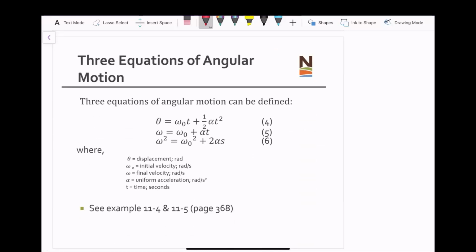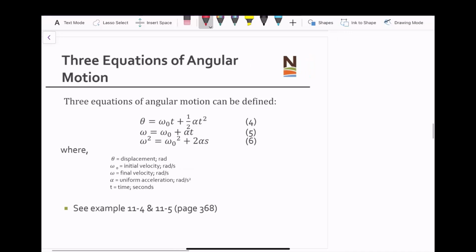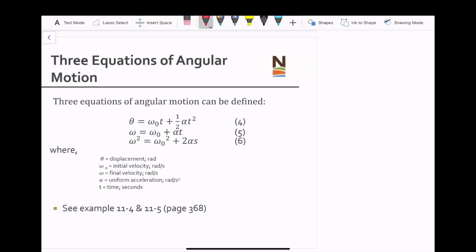This brings us to the three equations of angular motion. These align exactly with the three equations of linear motion. The only difference is you are interchanging the symbols for their angular equivalents. So theta is equal to omega naught t plus 1/2 alpha t squared, that would be equation 4 here. This aligns with our original equation 1, which is s is equal to v naught t plus 1/2 a t squared. So that was equation 1.